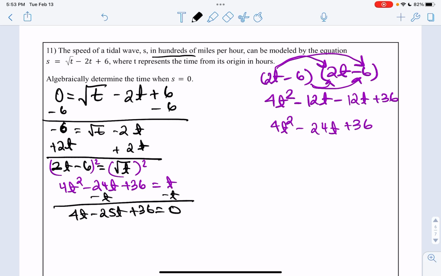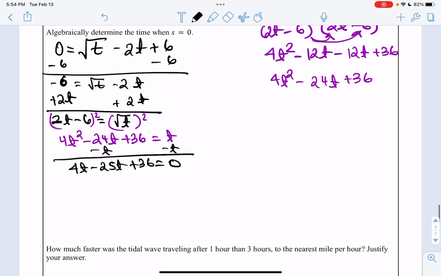Okay, now we need to factor it. I know it's a lot for this one problem. There's a lot going on. So we have to factor 4t squared minus 25t plus 36. We do that by multiplying my a times c value, which is 4 times 36, which is 144. And we have to add up to our b value, which is negative 25.